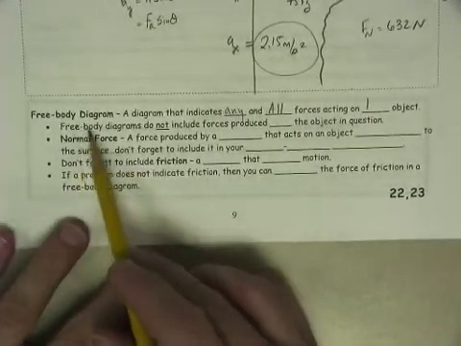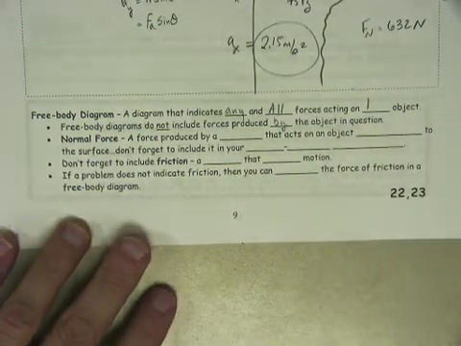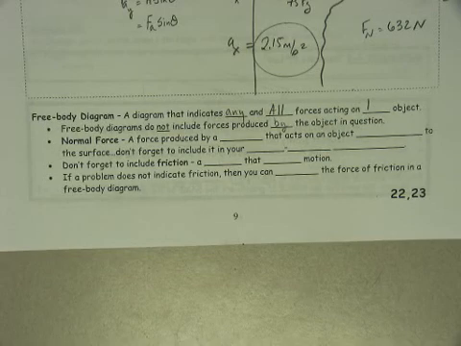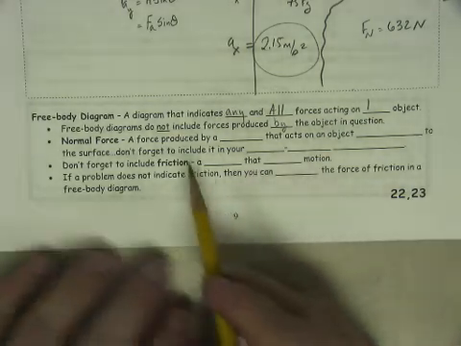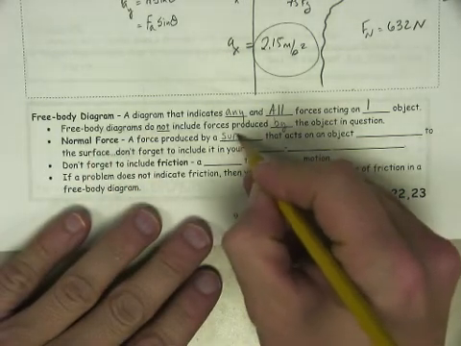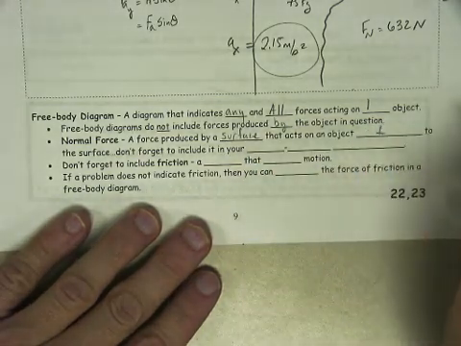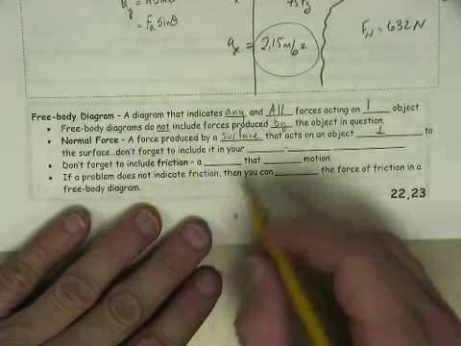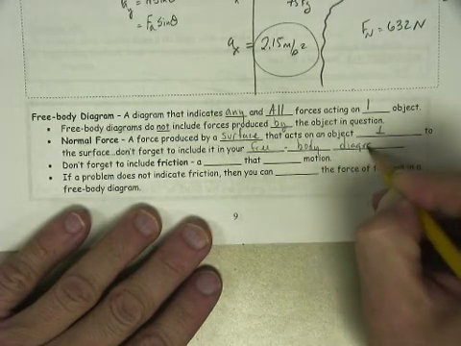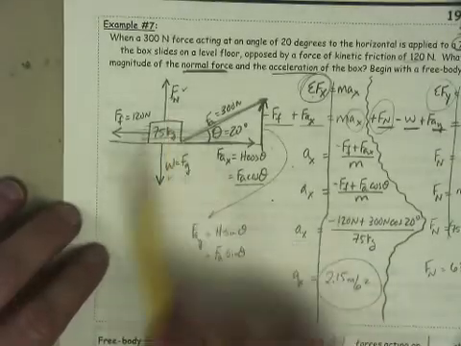The next one. Free body diagrams do not include forces produced by the object in question. So we don't want to know the forces produced by the box. We only want to know forces acting on the box. All right, we talked about normal force. Normal force is a force produced by a surface that acts on an object perpendicular to the surface. Now don't forget to include it in your free body diagram. It's important. So that's this guy right here. That's the normal force. Easy to forget.